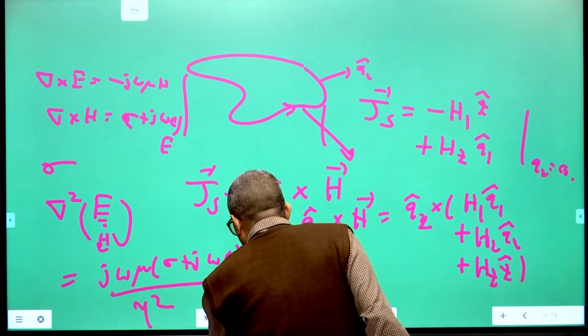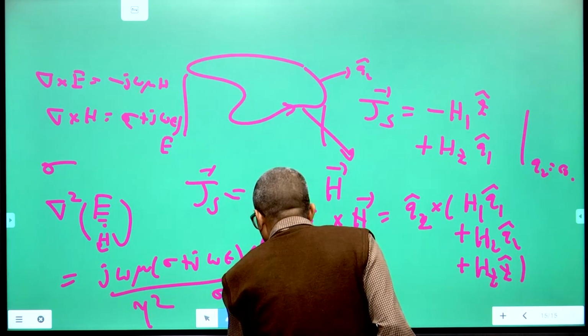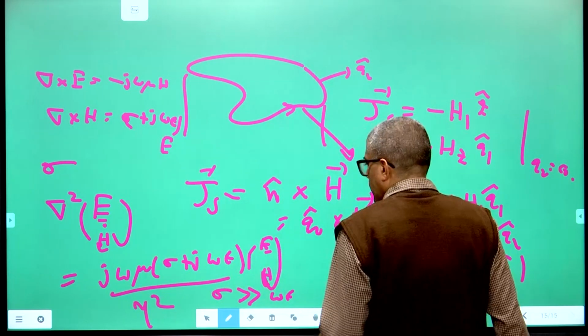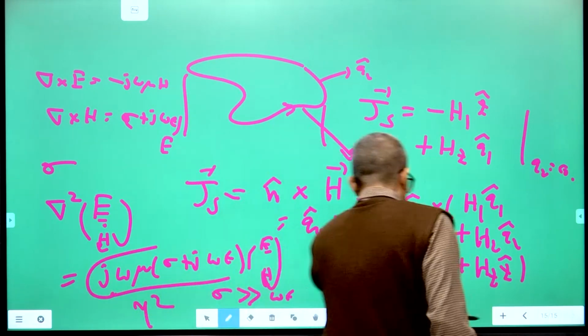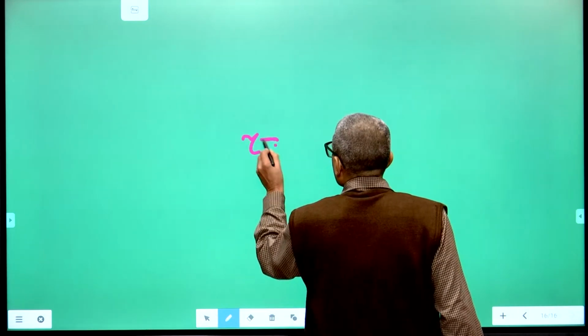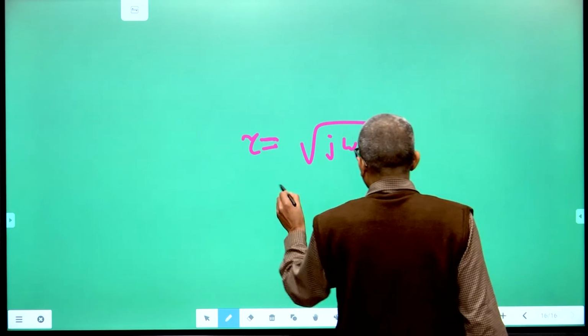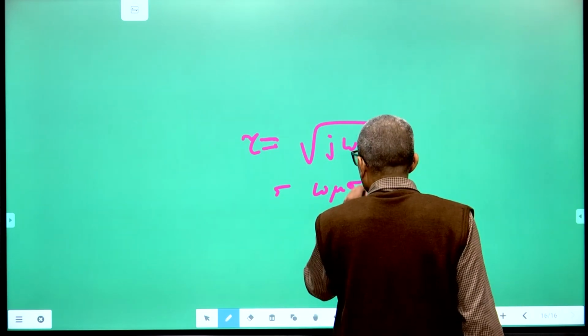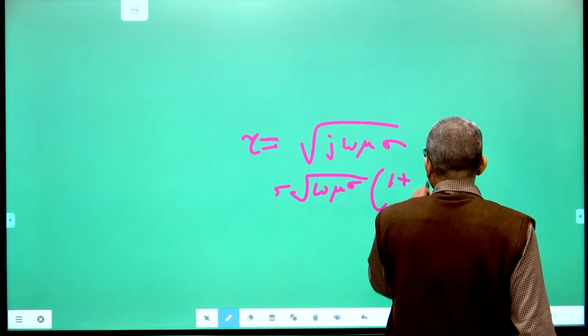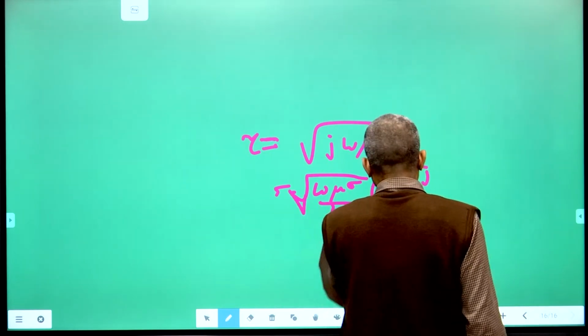So for high conductivity, sigma much greater than omega epsilon, at that frequency gamma becomes approximately equal to root of j omega mu sigma, which is root of omega mu sigma into (1 plus j) by root 2.